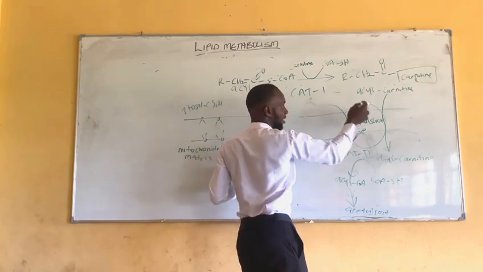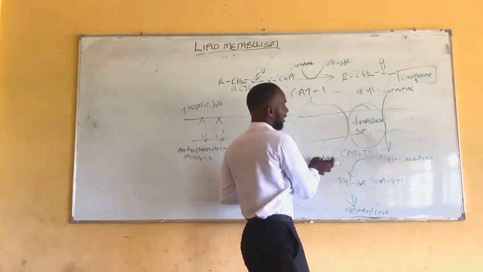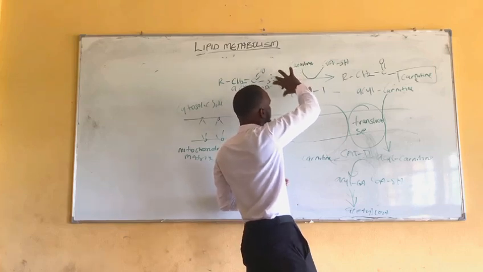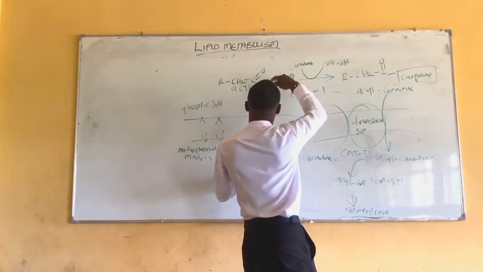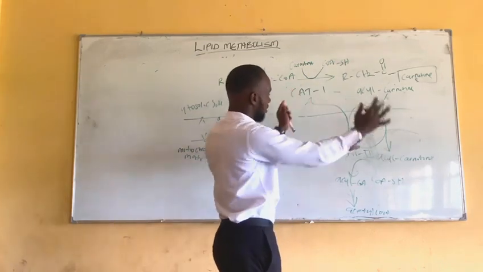So when acetyl-carnitine is entering the mitochondrial matrix, carnitine is also needed. It's a co-transport system, right? So when acetyl-carnitine is entering in, carnitine is also leaving out. That will then undergo another transport mechanism to enter back inside. So this is really it.